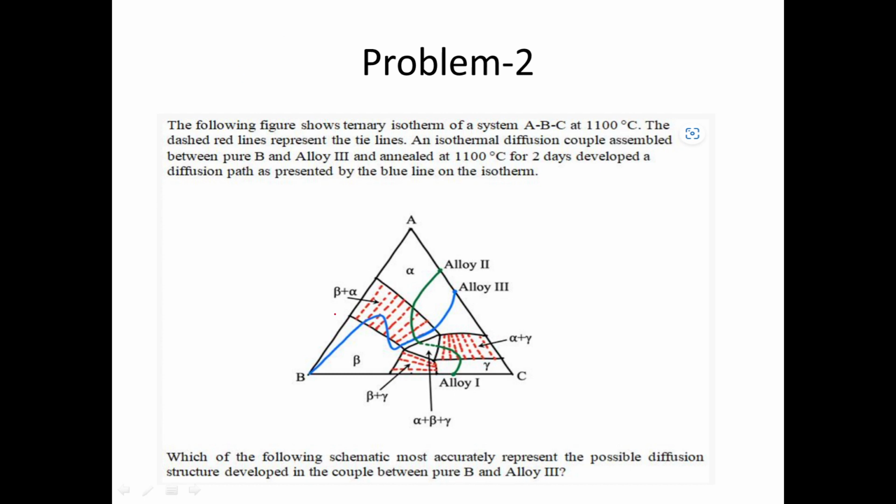This is a ternary phase isotherm diagram, where the question refers to this blue line. These are the tie lines which represent the alpha plus beta regions. And when we move from alloy C to pure B, this is the diffusion path.